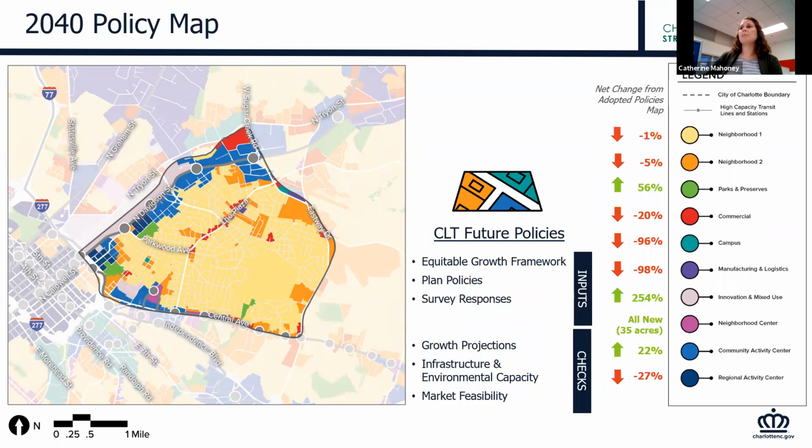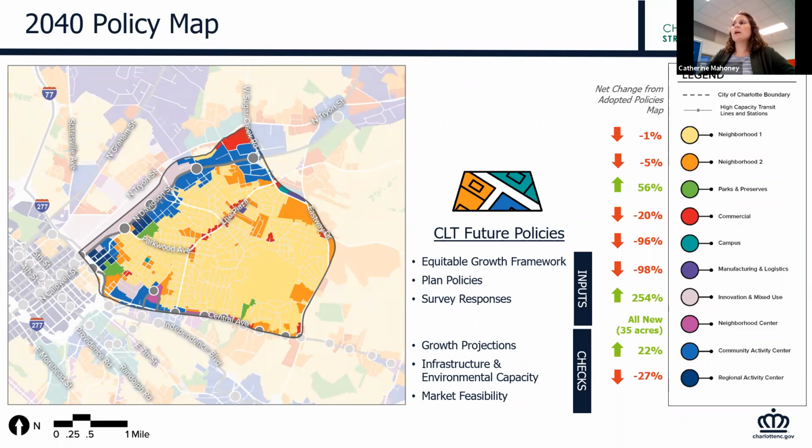Moving on, the third step in this mapping process was to build upon the adopted policies map by applying changes that are recommended within the comprehensive plan. Some of the major changes recommended within the plan are summarized in the equitable growth framework. We also applied some preservation policies and then included the survey responses that we heard in phase 1 of the engagement. The first draft of our recommendations were ultimately checked against several key sources.